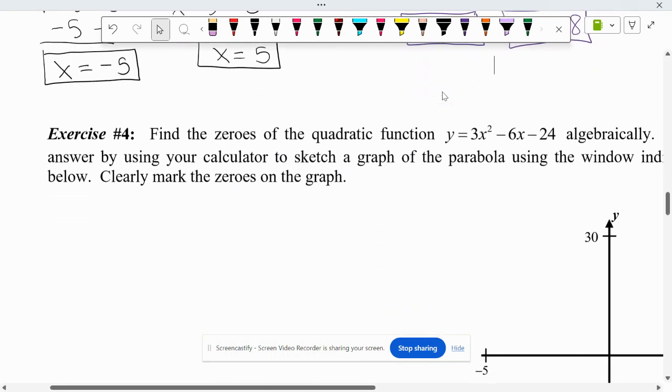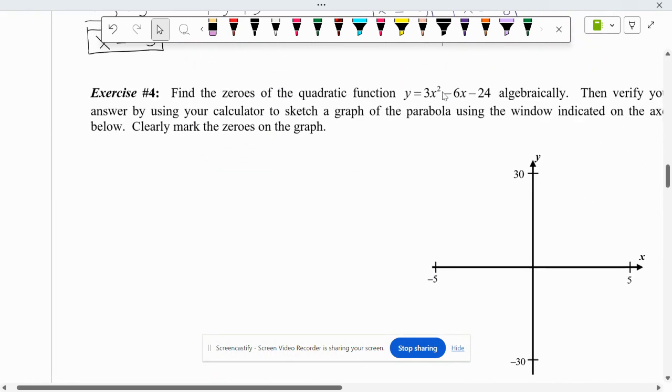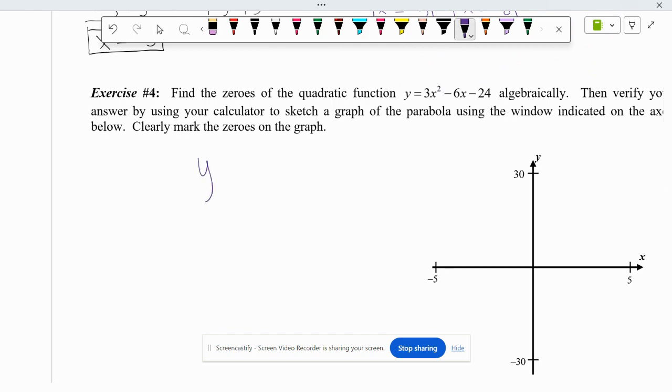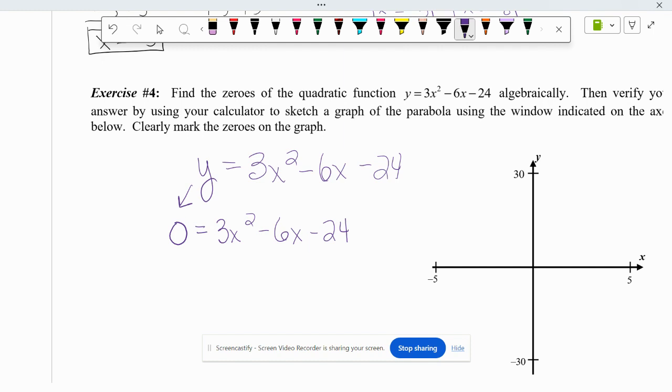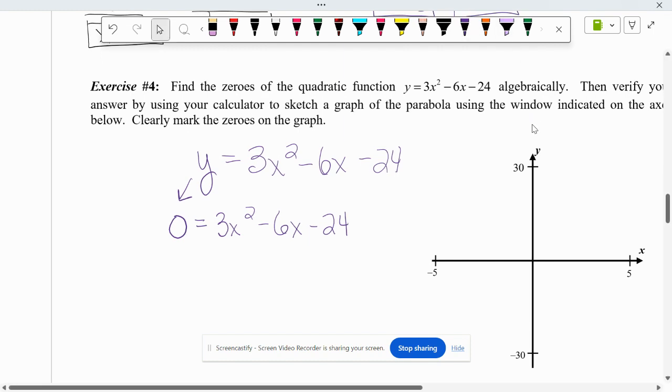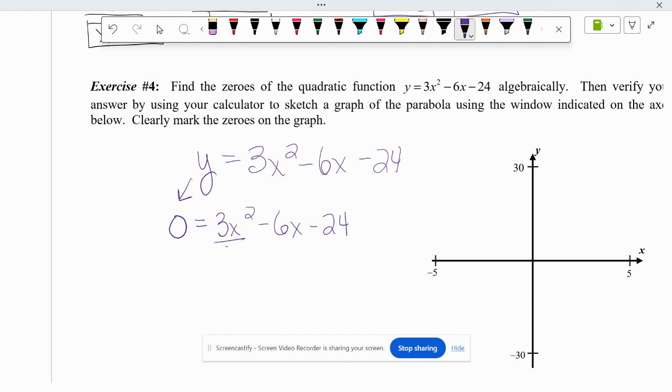All right, last example. It says find the zeros of this quadratic function algebraically. Well, y equals 3x squared minus 6x minus 24. That means we have to factor it. And if we're finding the zeros, that means we have to let y equal 0. So 0 equals 3x squared minus 6x minus 24. Does anyone see a GCF that we can take out first? 3. Divide everything by 3.